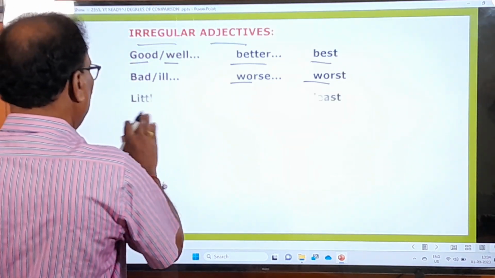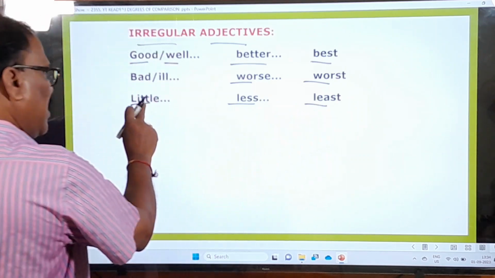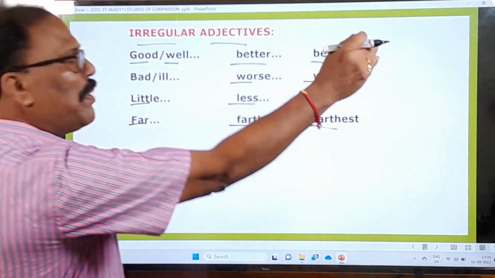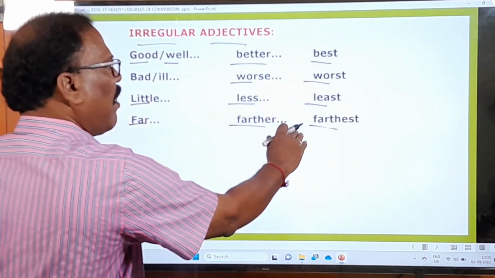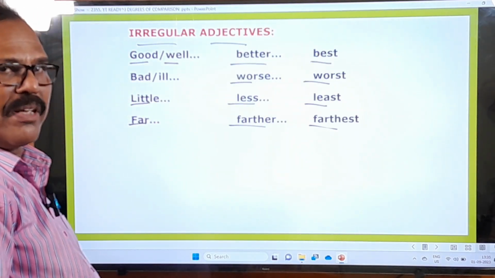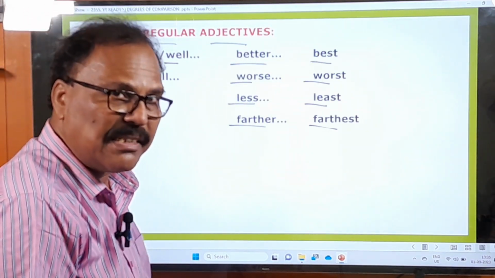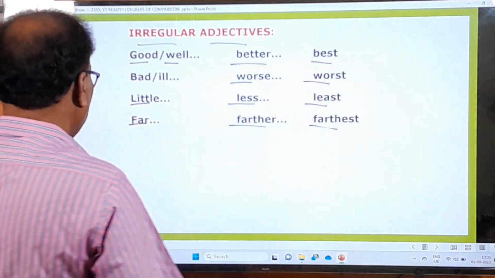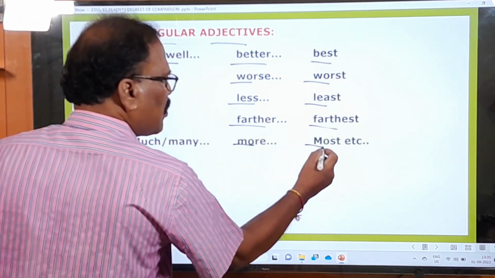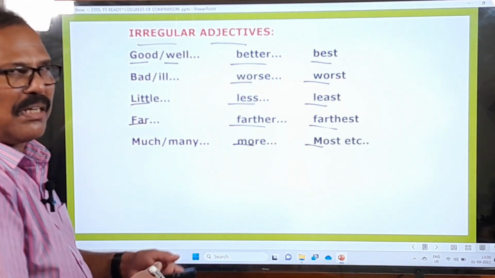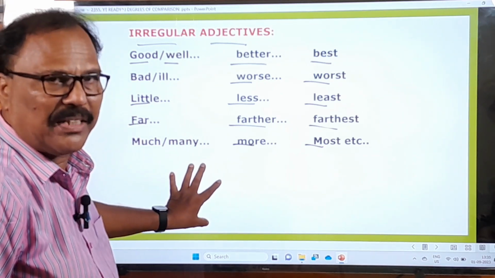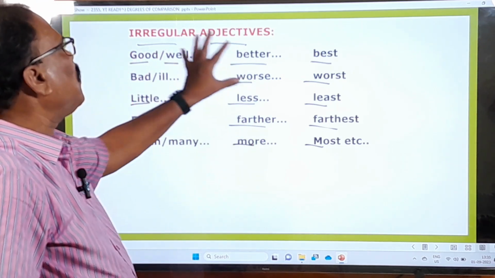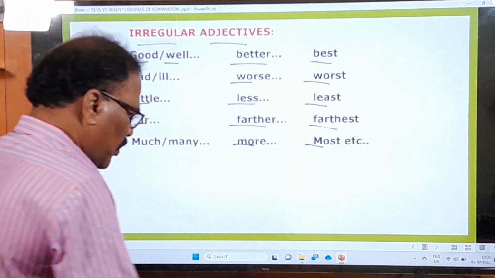And then comes little, less, least. And then comes far, farther, farthest. Far, suduramaina. Farther, marinta suduramaina. Farthest, atyanta suduramaina. Saturn is the farthest planet. Atyanta suduramaina grahamu. Much or many: more and most. So these are the irregular adjectives. Other sundry adjectives are there. I don't want to give all of them and confuse you. These are the important ones. Please follow them.